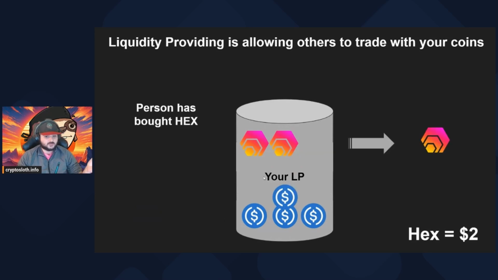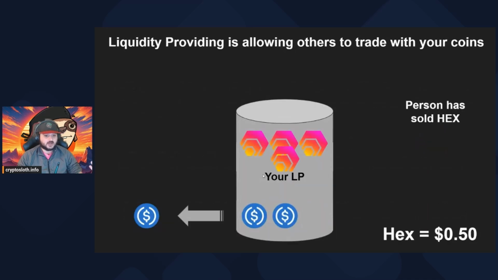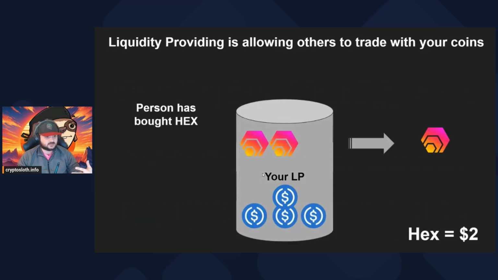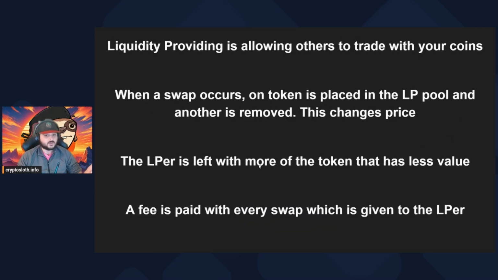So yeah, person buys HEX, it goes to $2. Person sells HEX, it goes to 50 cents. And then you as the liquidity provider are either accumulating HEX or accumulating USDC, one of the two, depending on whether people are buying or selling. So that's the only concept that we're getting across today. It's the very foundational concept, and that is liquidity providing is allowing others to trade with your coins. If you understand this intimately, everything else in this video series will make a lot of sense, and everything else in this video series is derived from this one concept.